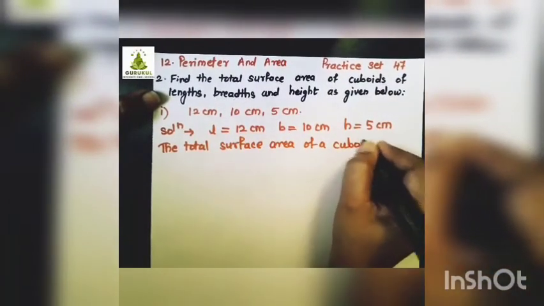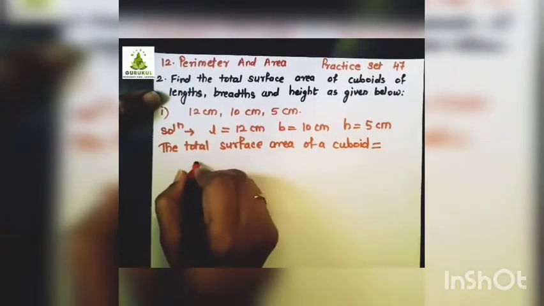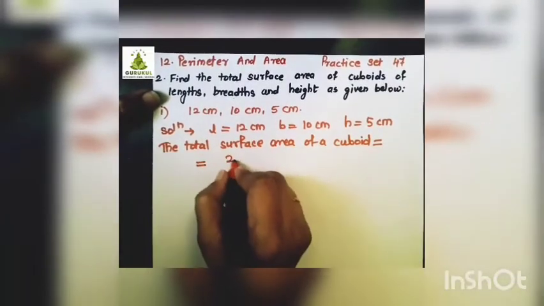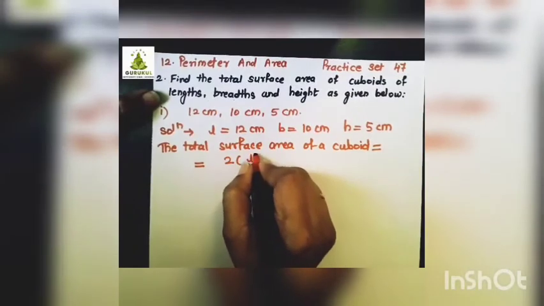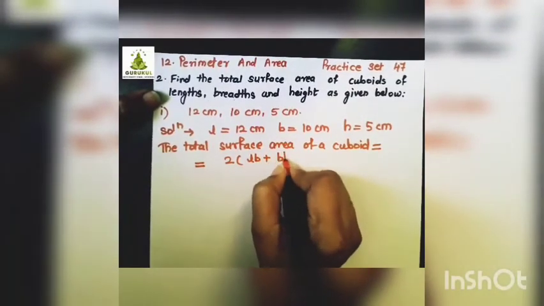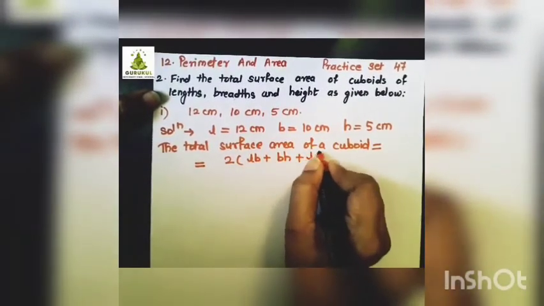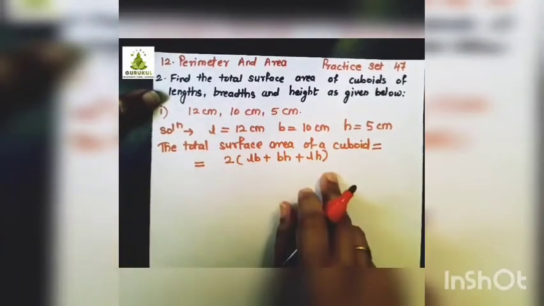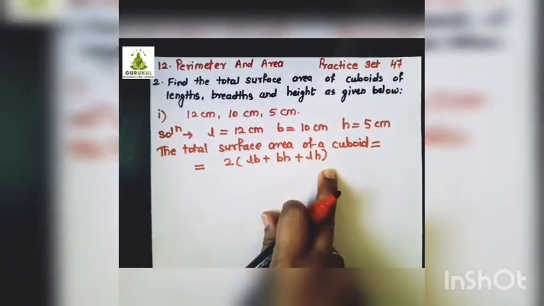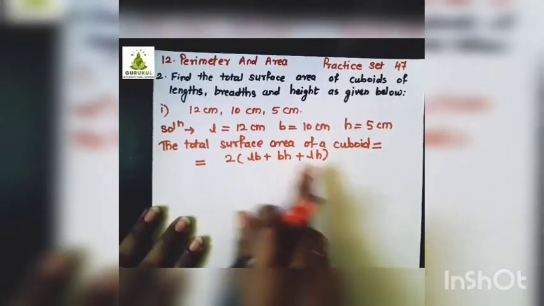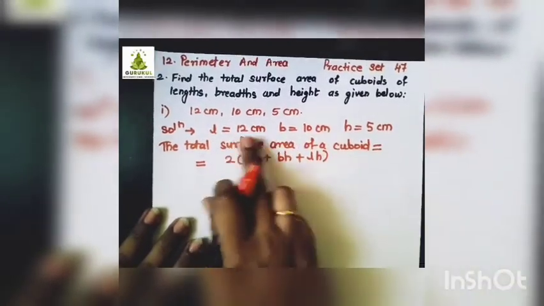Is equal to, what is the formula? I am writing it down. 2 into bracket L into B plus B into H plus L into H. How to remember this, children? This sequence, don't get confused. It's very simple. We write it in a sequence L, B, H.